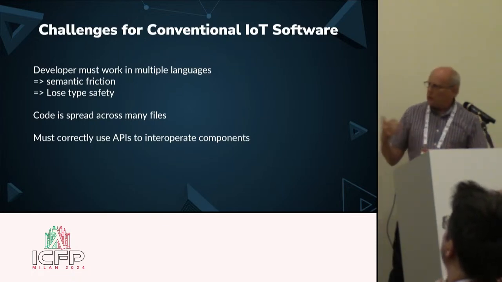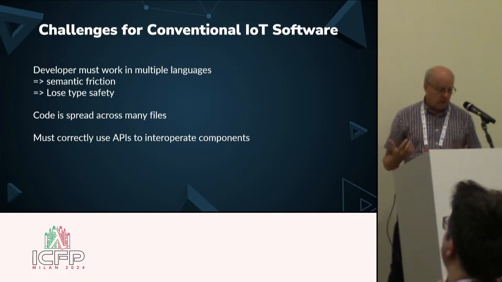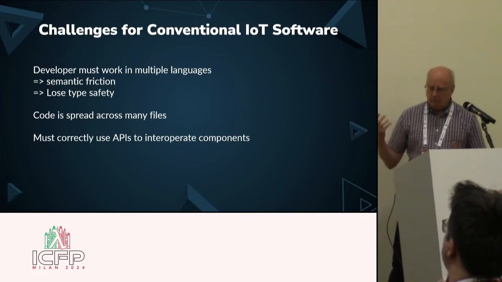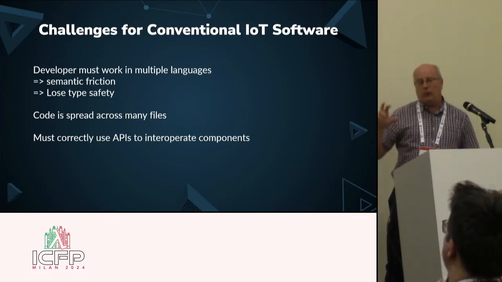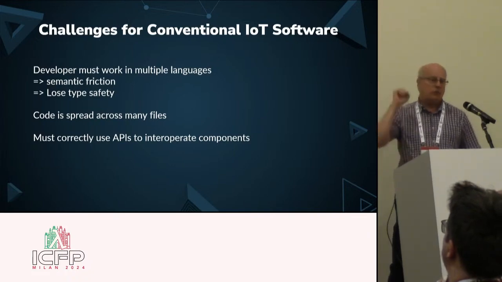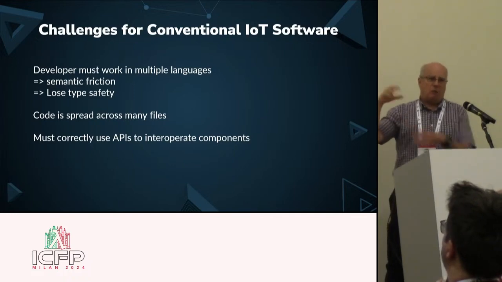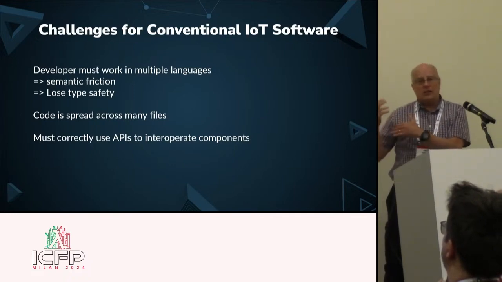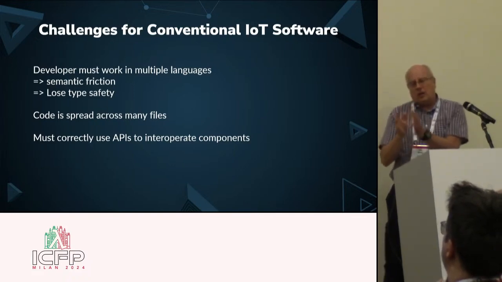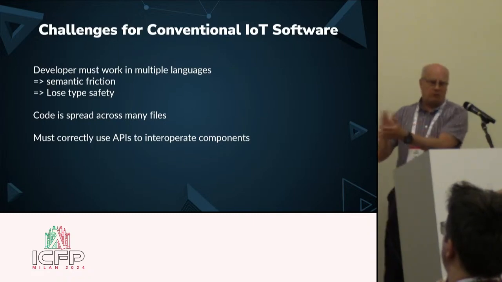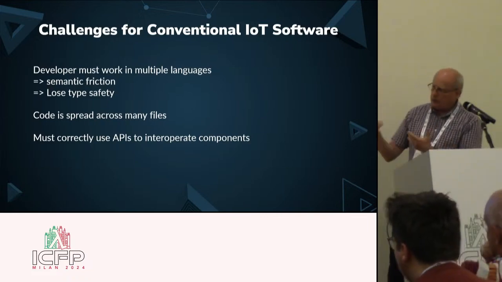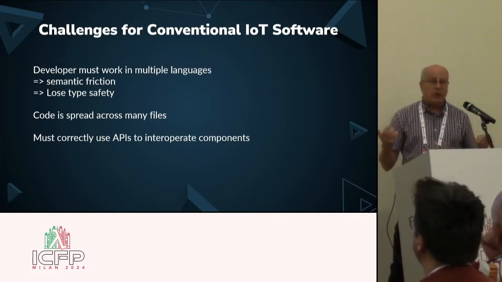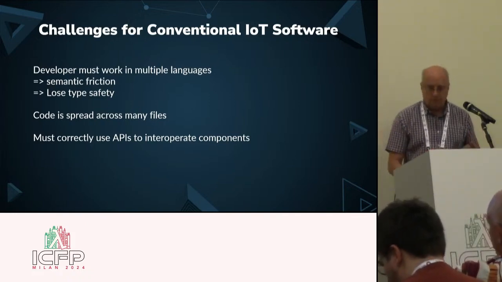The code's splattered across a whole bunch of different files. In the Python implementation, there's a different file for each different sensor. So they're classes: you have a different class for the temperature sensor and a different class for the motion sensor. And you have to use these distributed APIs to interact correctly.